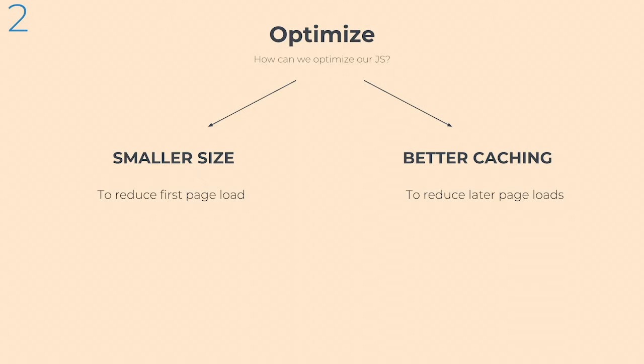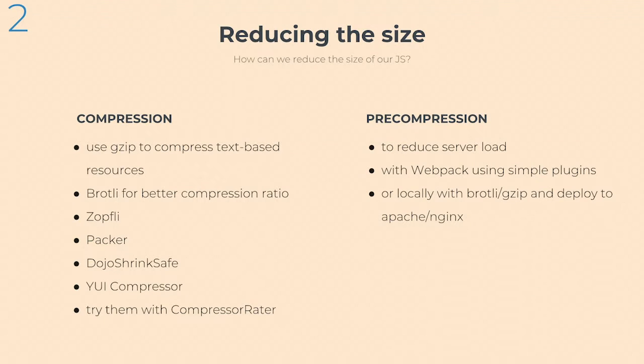So how can we reduce the size of our JavaScript? Basically, I guess everybody is doing that already on their servers. We're using gzip or something similar to compress our text-based resources. Again, there are many tools that you can experiment with, like Brotli, Zopfli, Packer, YUI Compressor. I suggest you try all of them, and there's a tool, Compressor-Rater, that you can use to understand how this works, what benefits you can get from that, and which tool is actually the best.